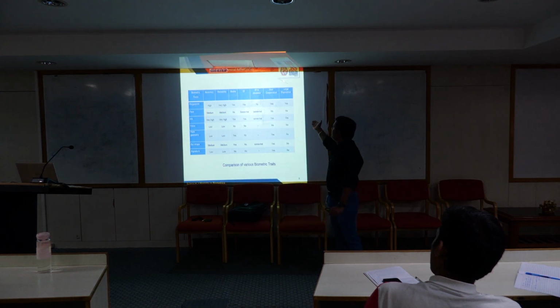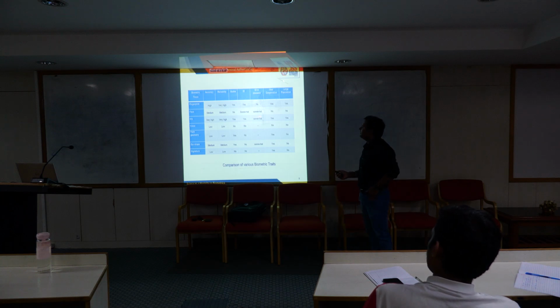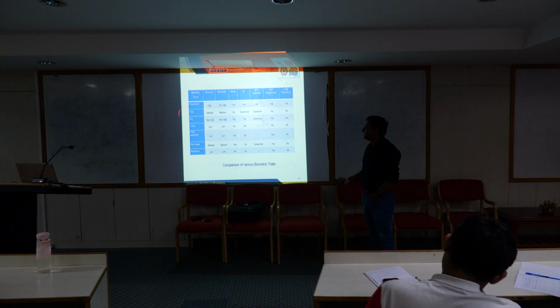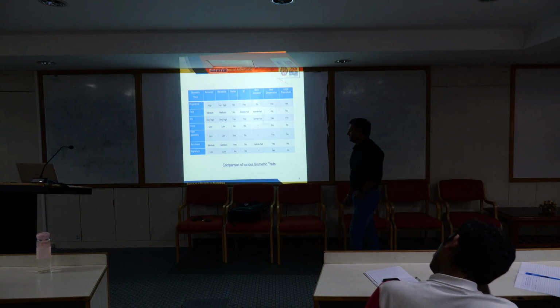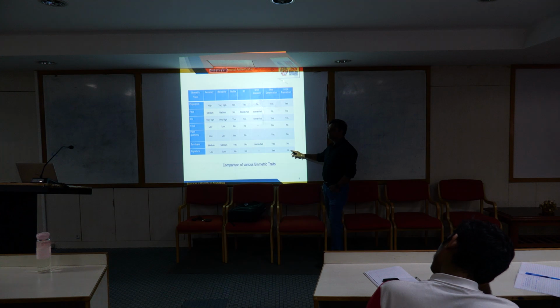That is why the 7 metrics were considered. If you see, fingerprint will give almost the best stability when compared to the other metrics. But the signature goes very weak.